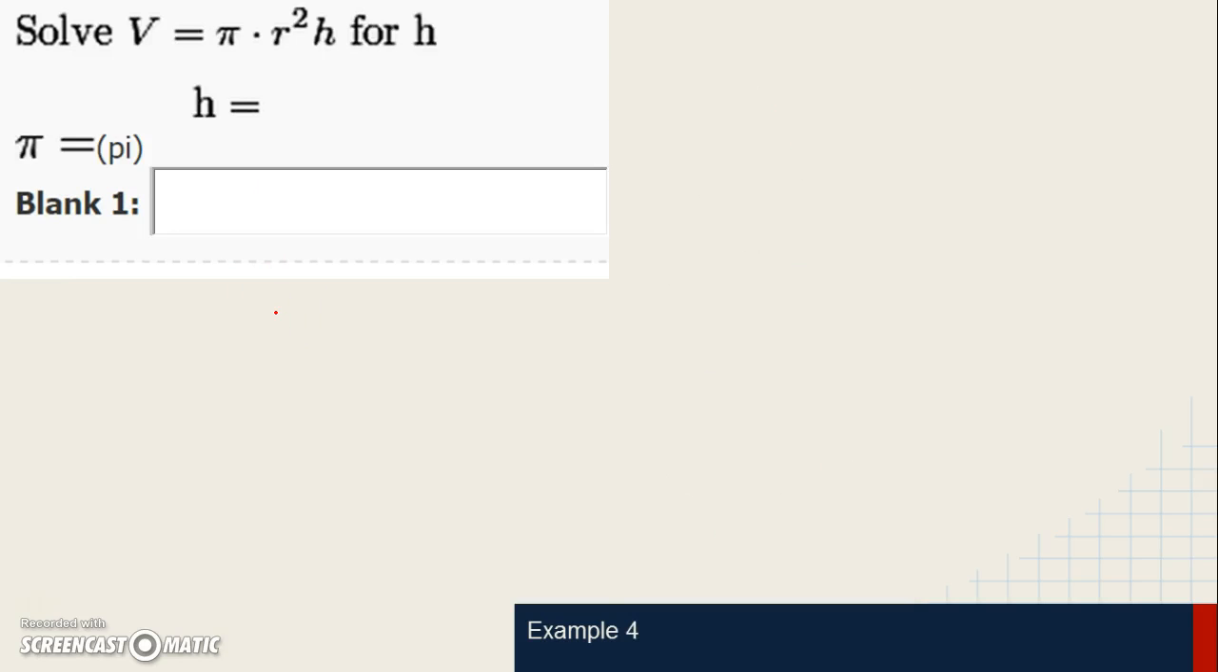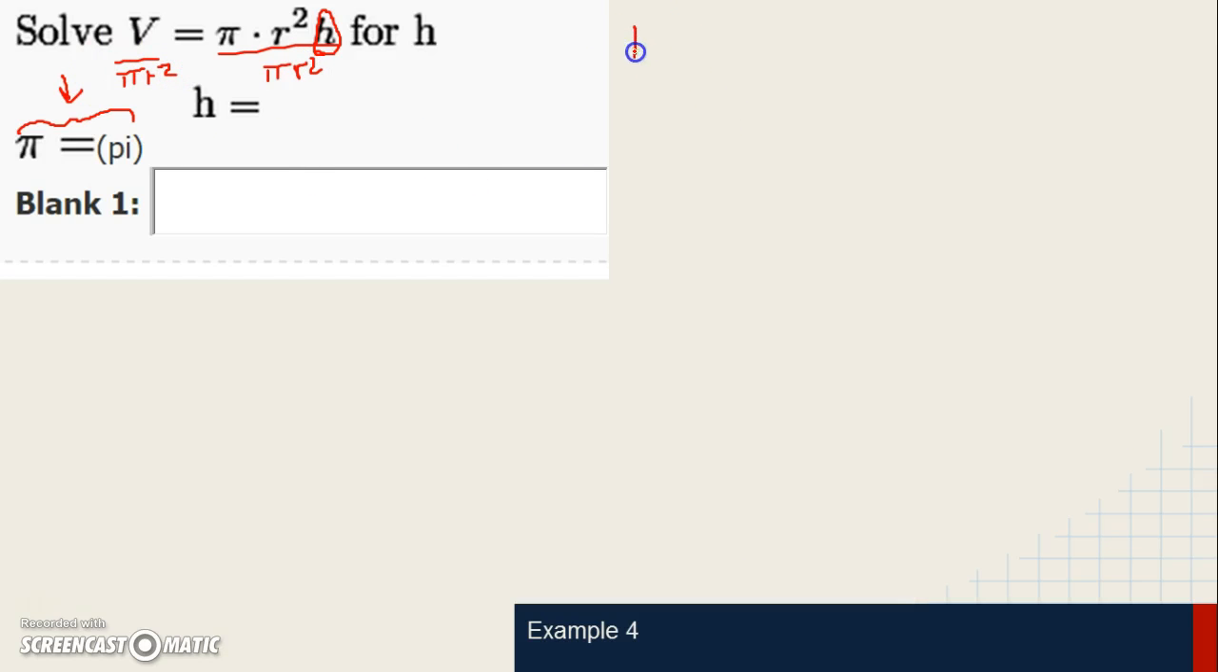In our next example, we're solving for h, and because we're typing this in, rather than using the pi symbol, which is difficult to do in Schoology, we're going to use pi in parentheses. You want to make sure you put the parentheses around it so that it functions with the code. So what's happening to h? It's being multiplied by pi and r squared. What's the inverse operation? Dividing by pi and r squared.